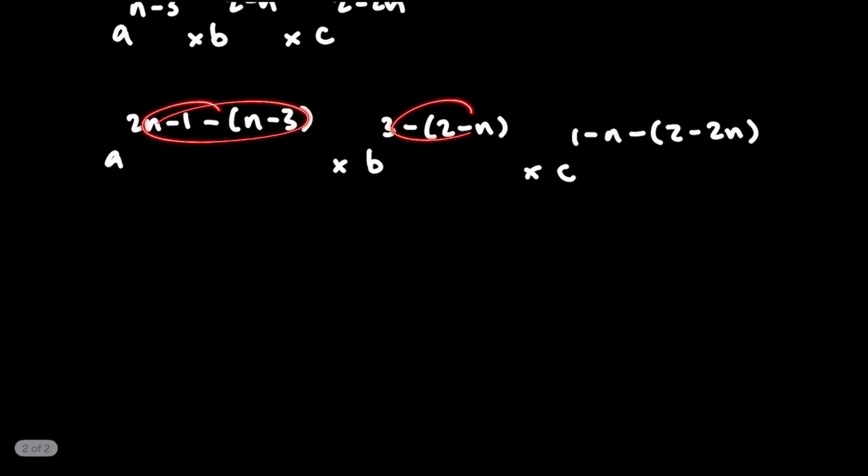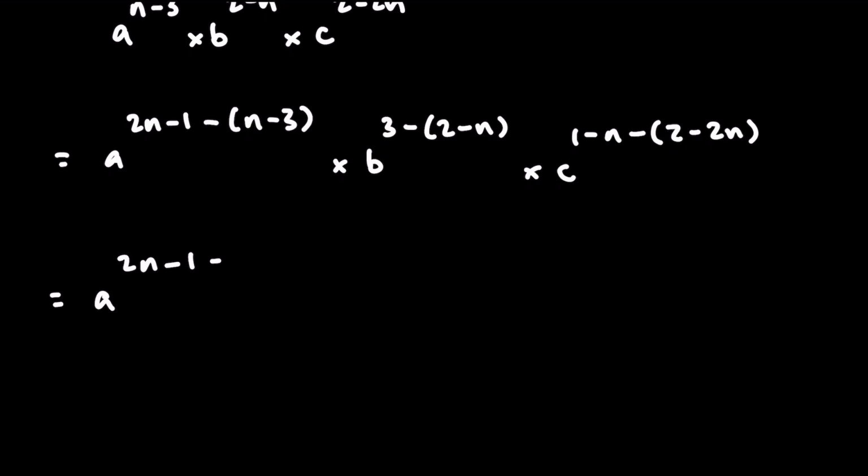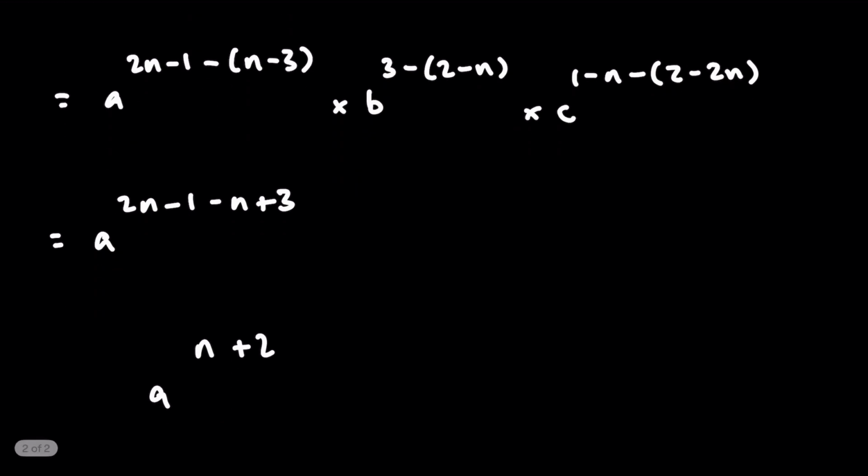And now all we have to do is simplify the indices in our answer. So if we wanted to simplify this, our answer simply becomes a to the power of 2n take 1 take n plus 3, because minus minus becomes positive. We know that 2n minus n is simply n, and we know that minus 1 plus 3 is simply plus 2. So in our answer, we should have n plus 2 as the indice for a.